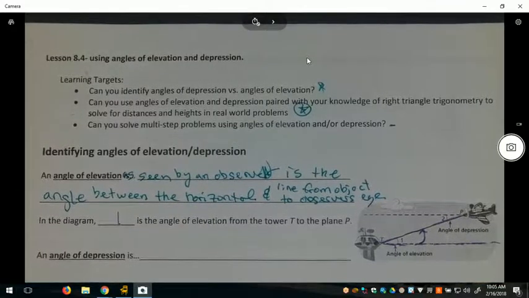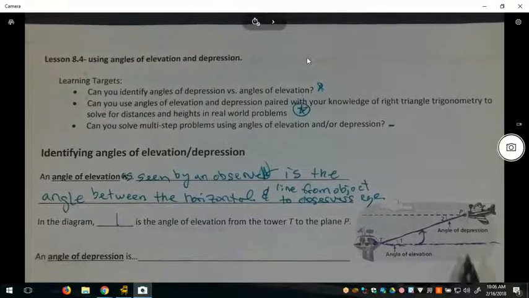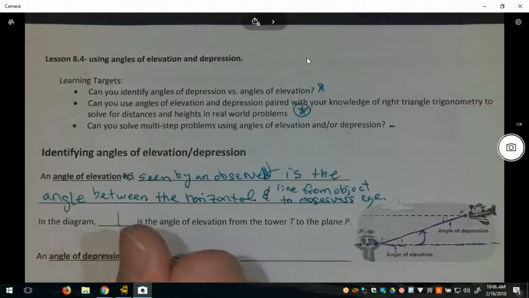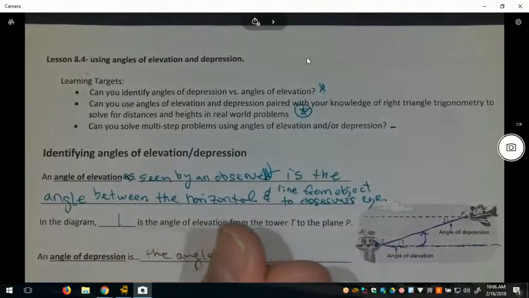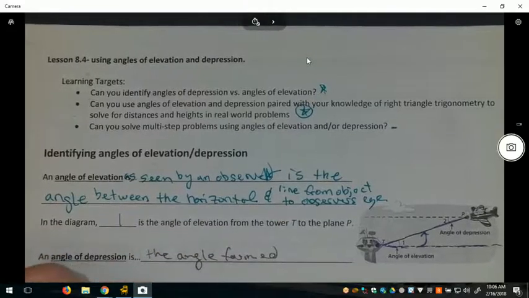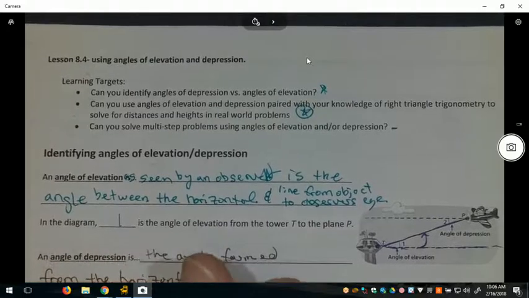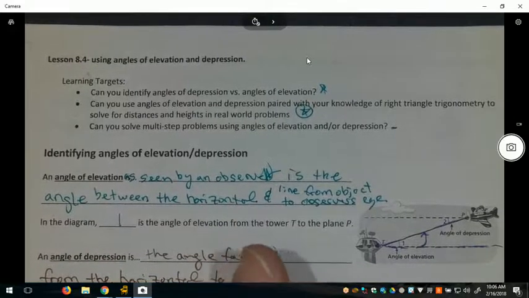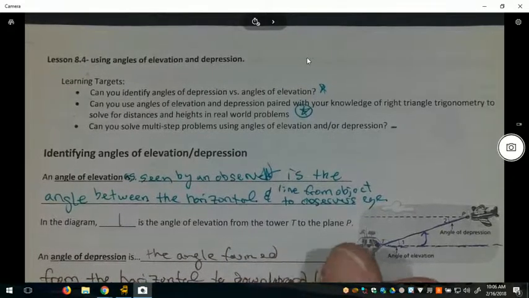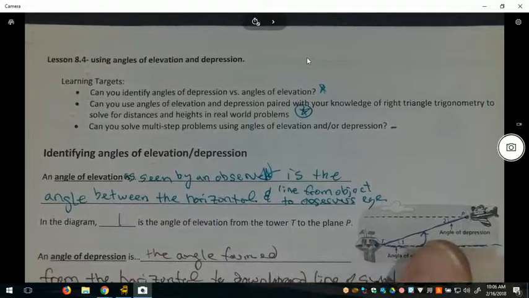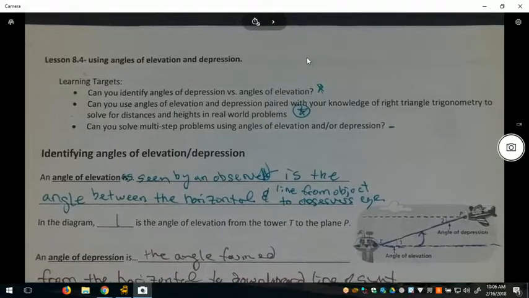Angle of depression. Angle of depression is, as observed, the angle formed from the horizontal to the downward line of sight. Downward line of sight. Again, your book may have had a slightly different definition.